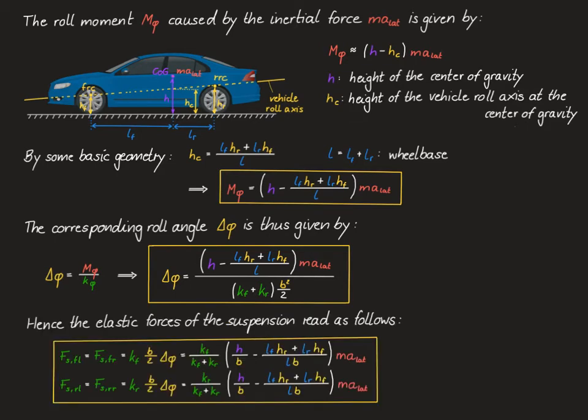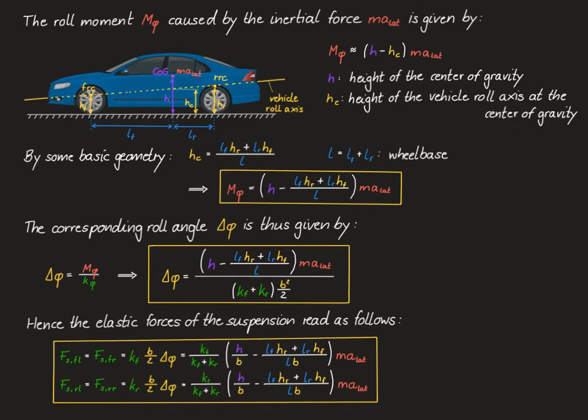Hence, again with the formulas of the previous page, the elastic vertical tire forces of the suspension read as shown in this box here. Remember that the left and the right forces at the front and at the rear do point in opposite directions. For now, the interesting part is this first fraction in both expressions, which basically shows that the difference in the tire force between the left and the right tire is proportional to the corresponding stiffness of the front and the rear suspension.